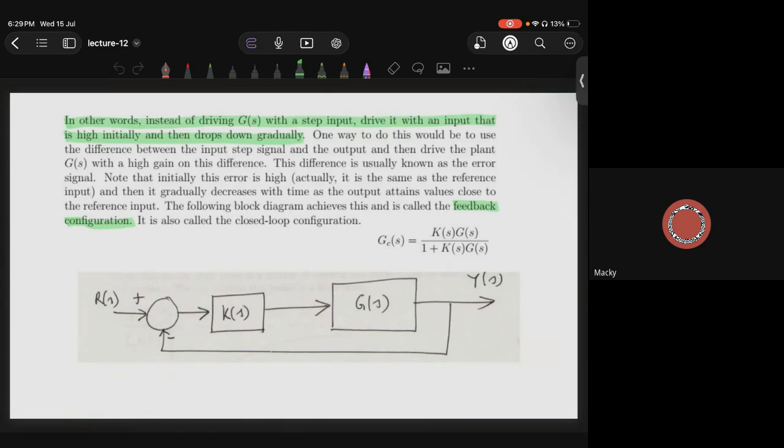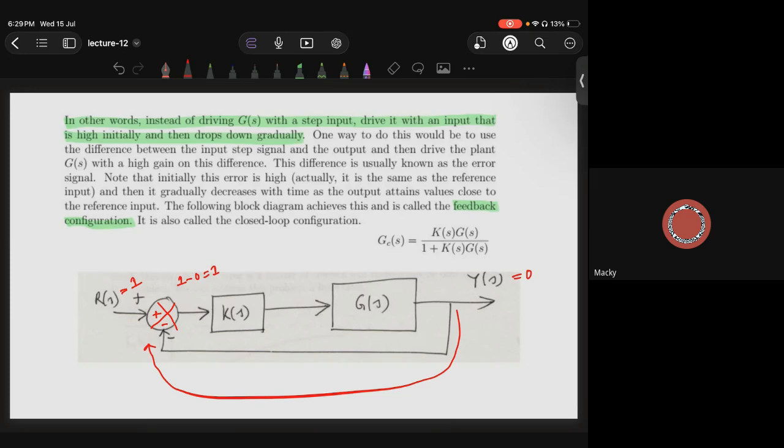What we wanted to do is, initially give high input, later reduce it. How can it be done with this? Let's say initially you are giving R of S a high value of 1. Initially output is 0. This value is 1. Now you are taking the feedback with plus minus. What is the value you will get here? 1 minus 0, that will be equal to 1.